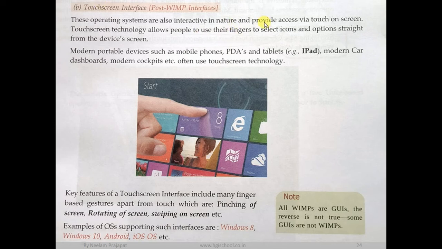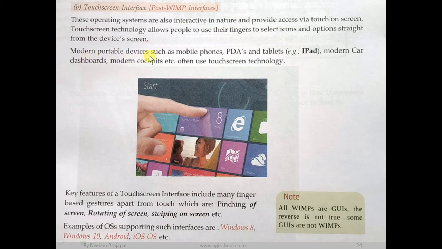Some interfaces are also interactive in nature and provide access via touch on screen. Touch screen technology allows people to use their fingers to select icons and options straight from the device's screen. We have icons and options on the screen, we can directly touch with the help of a finger, and we can access those applications.